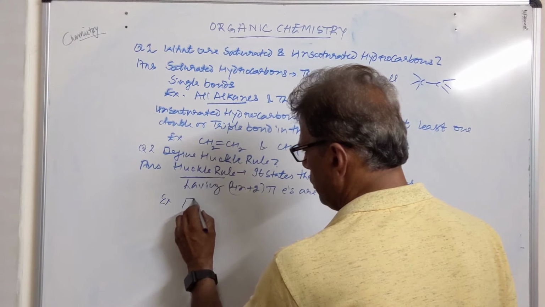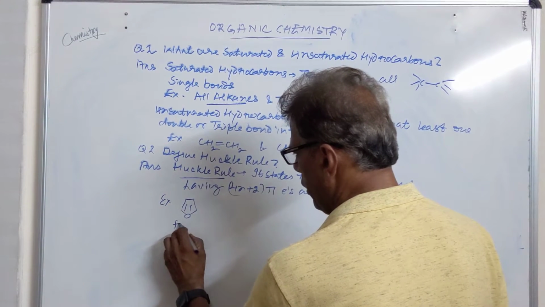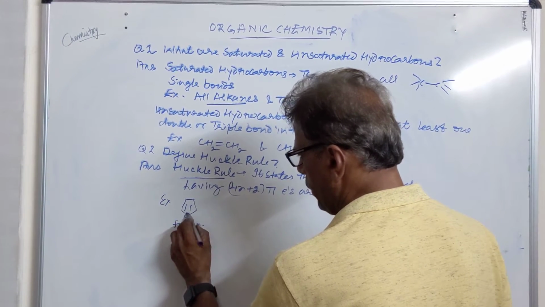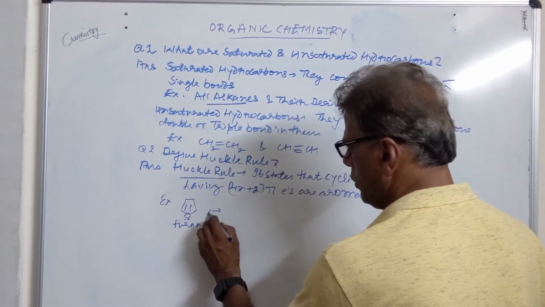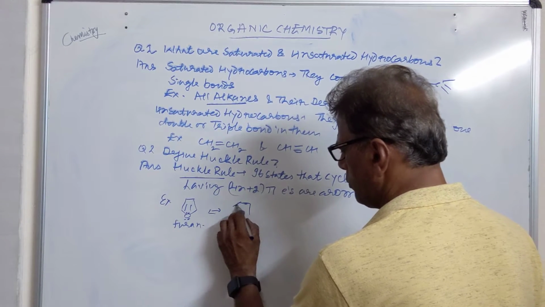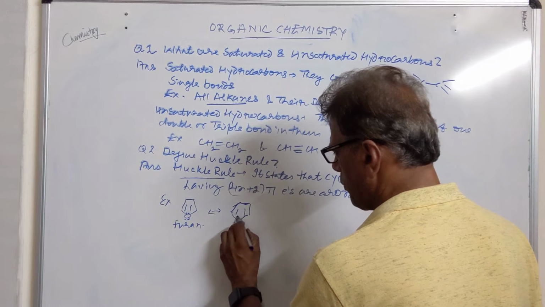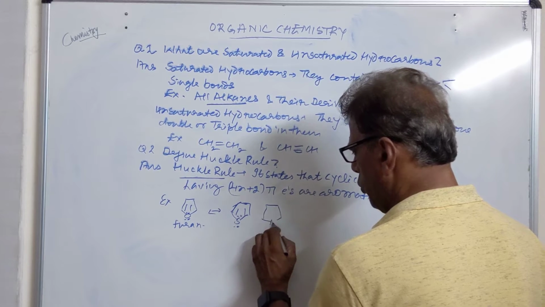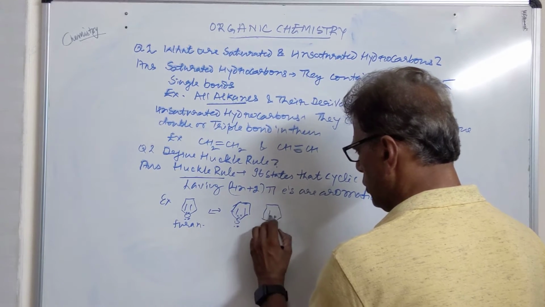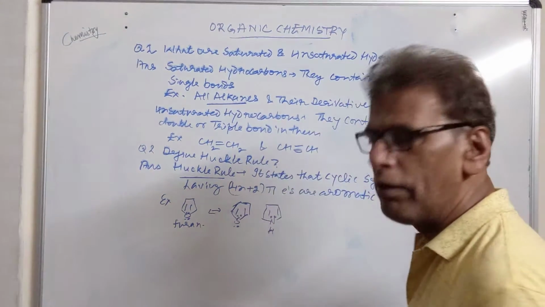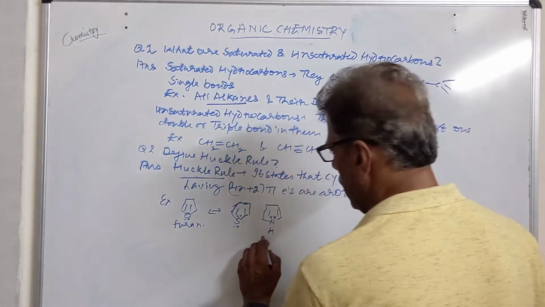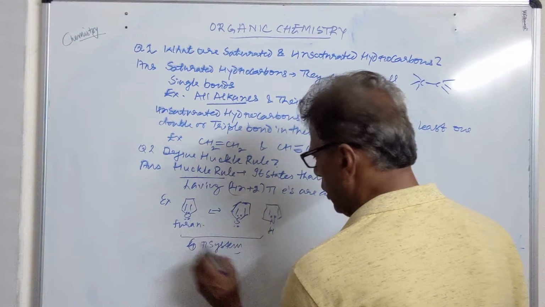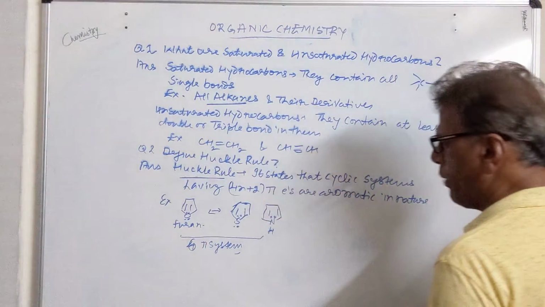Example, we have furan. It is a 6 pi system, 4 pi and 2 pi electrons, these are entering in the resonance. Then we have thiophene. It is 6 pi system, and pyrrole. This lone pair of these atoms is involved in the resonance, and all of them are having 6 pi system. So these are non-benzenoid aromatics or heterocyclic aromatics.